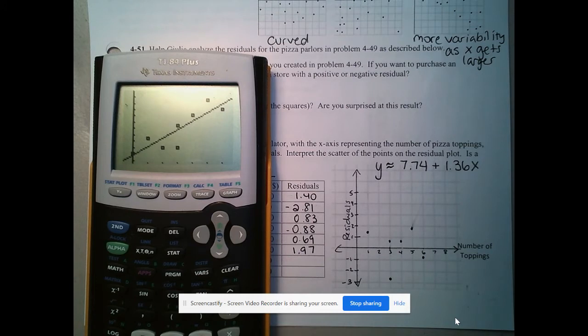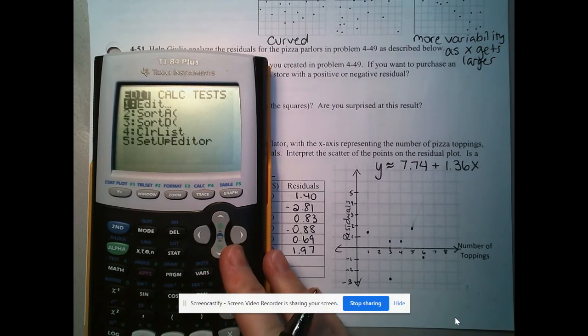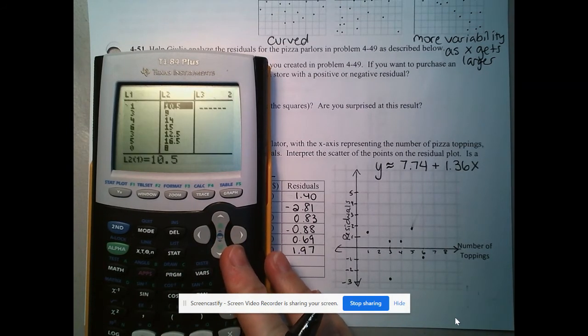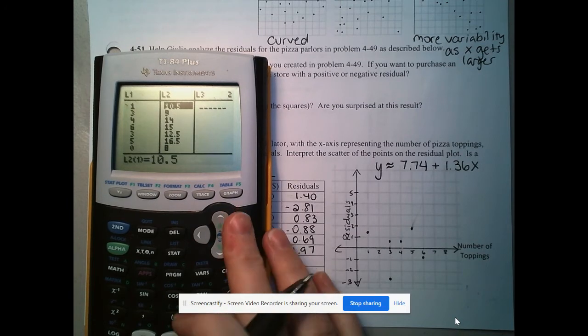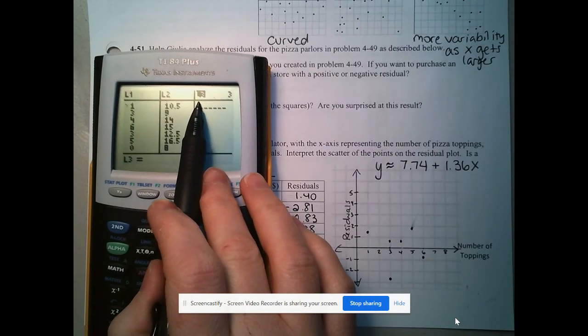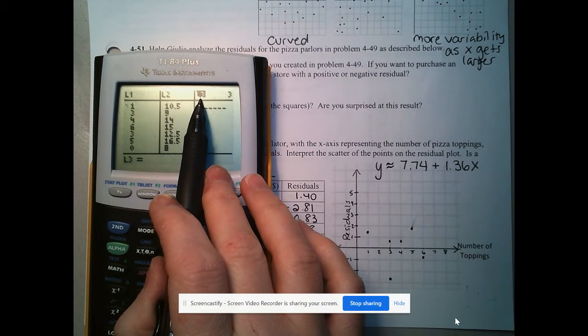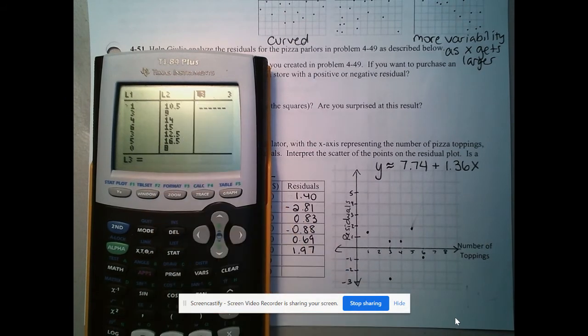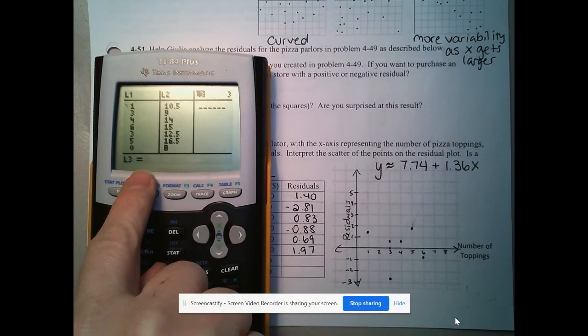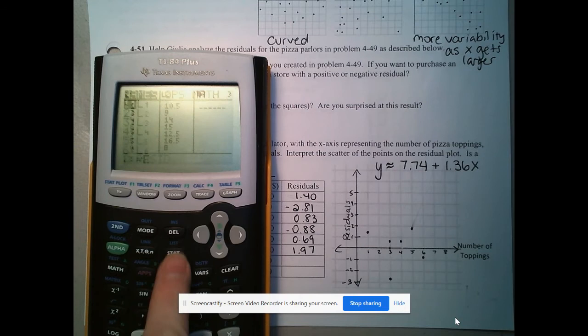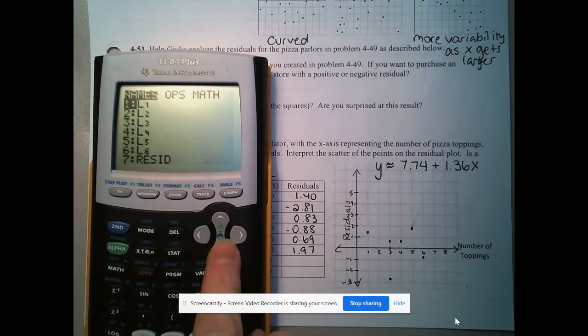And I'm going to ask it to edit my table again. So number 1 there under stat edit. This is the step that I'm still noticing people were struggling with. Make sure you go up to L3 and you select the whole list, enter. It's going to bring your cursor down and say, okay, what do you want me to do to list 3? And I want you to second stat, and second stat brings up lists, and I want you to fill in that list with the residuals.